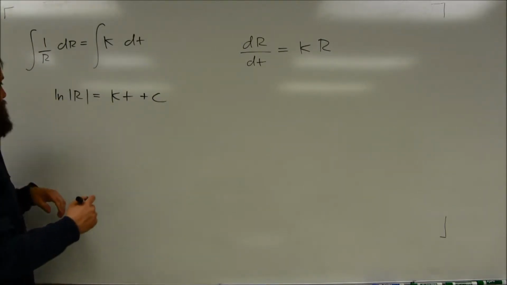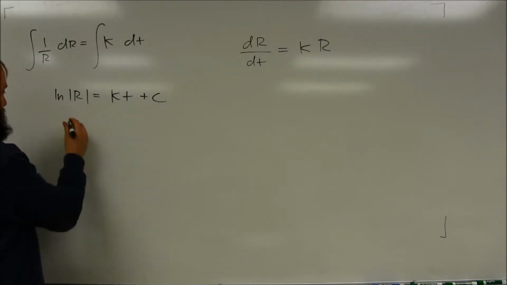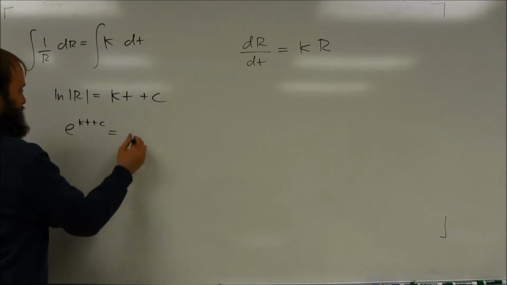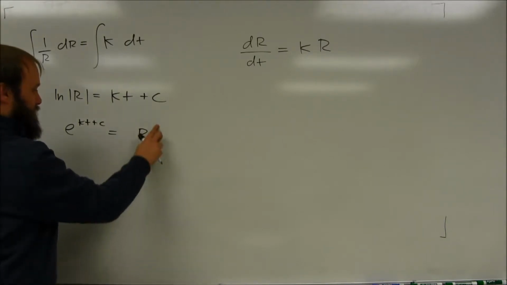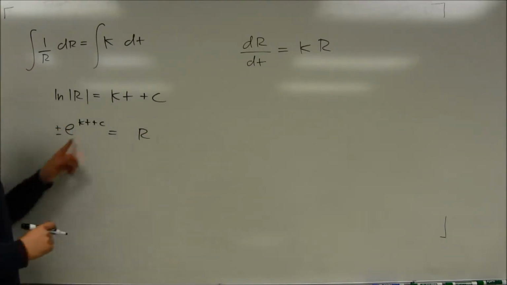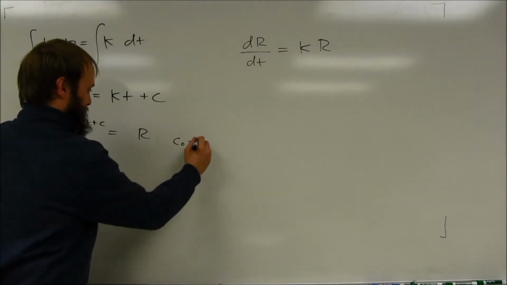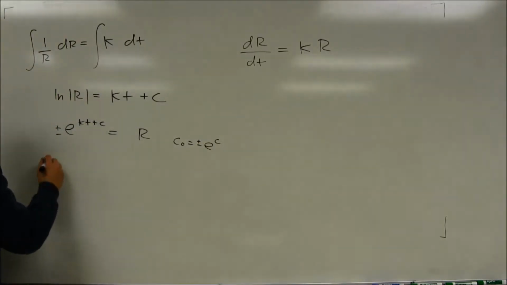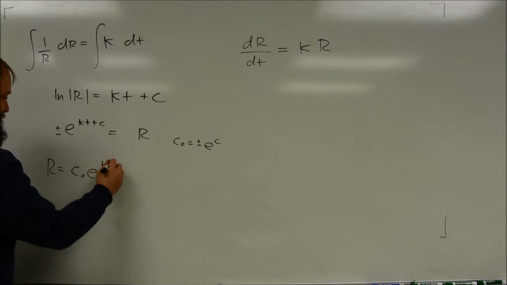At this point, I'm going to write this in exponential form. That's log base e. So that's e to the kt plus C power is equal to the absolute value of R. If I take out the absolute value, I can do a plus or minus e to the kt plus C. I can let some C naught equal plus or minus e to the C. And I can write R as C naught times e to the kt power.